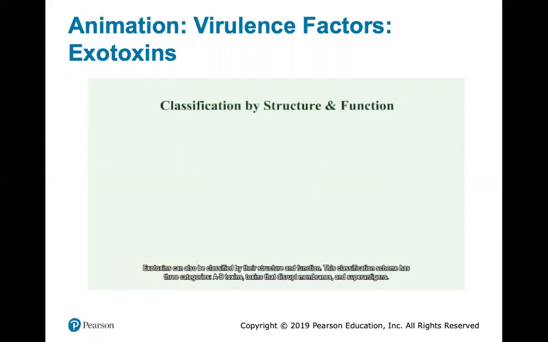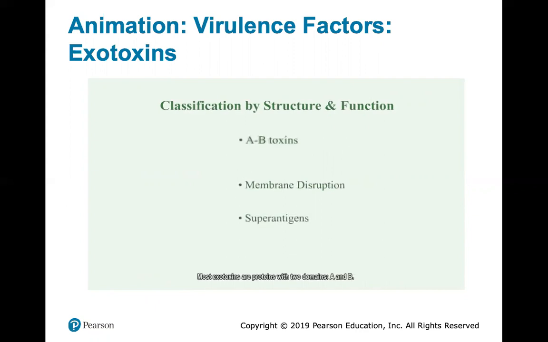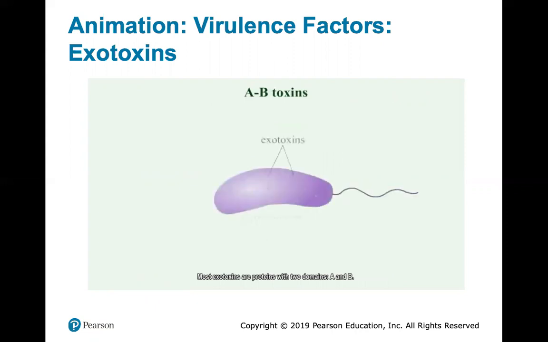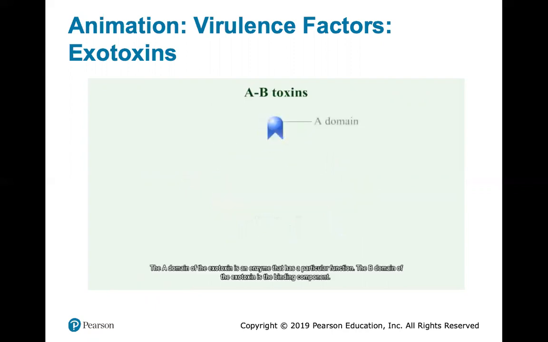Exotoxins can also be classified by their structure and function. This classification scheme has three categories: AB toxins, toxins that disrupt membranes, and superantigens. Most exotoxins are proteins with two domains, A and B. The A domain of the exotoxin is an enzyme that has a particular function. The B domain of the exotoxin is the binding component.